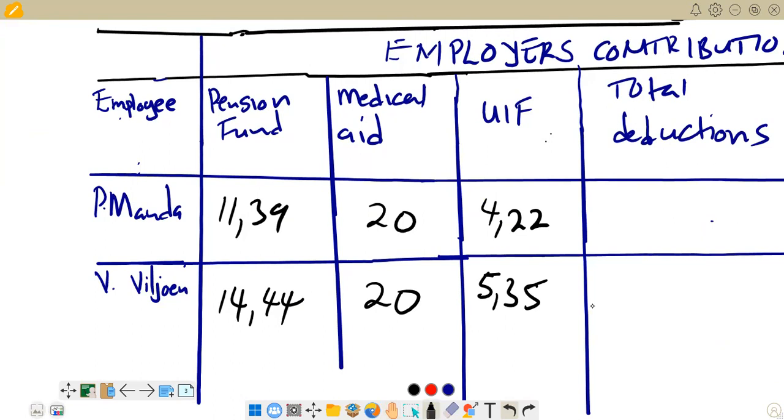Then obviously total deductions now we are adding. Here we are saying 11.39 plus 20 plus 4.22. We get 35.61. We do the same here, 14.44 plus 20 plus 5.35. We get 39.79. So this marks the end of the question that we wanted to look at in this video.